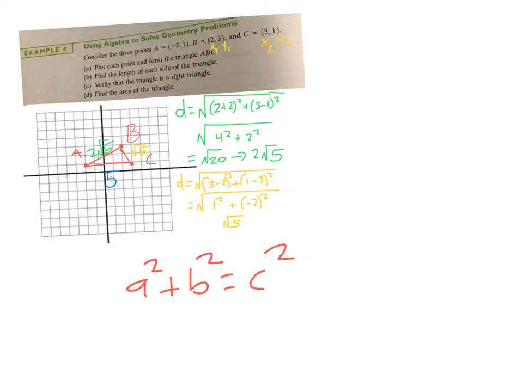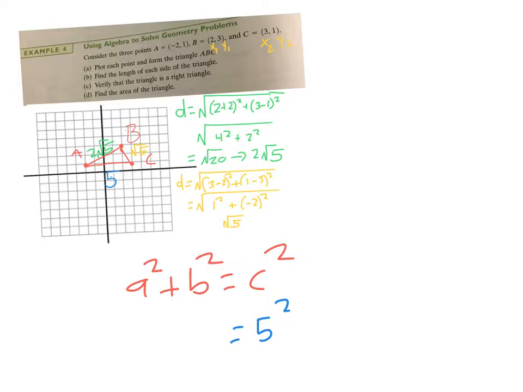Just make sure you don't always look at the graph and say it looks like it, because sometimes that can be misleading, and sometimes the graphs aren't to scale. So make sure you prove it, and you know that it's definitely the longest side. So if 5 is the longest side, it must be C. So I'm going to plug it in there for C. And I'm going to let the other 2 sides be A and B.